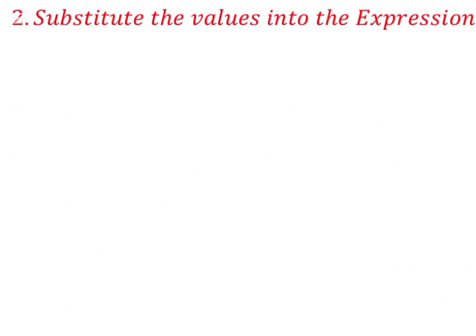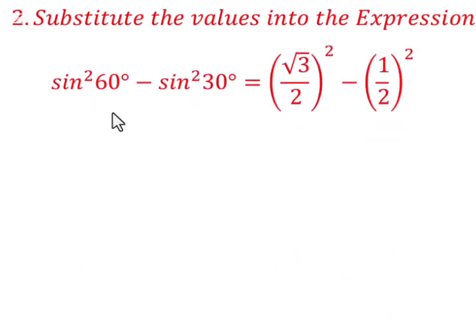Then the second step, we substitute the values into the expression, which was sin² 60 degrees minus sin² 30 degrees. We have gotten sin 60 to be √3 over 2, and because of the square, we have to square this. Then minus sin 30, which is 1 over 2, and because of the square, we square this. So this expression is the same as (√3 over 2)² minus (1 over 2)².